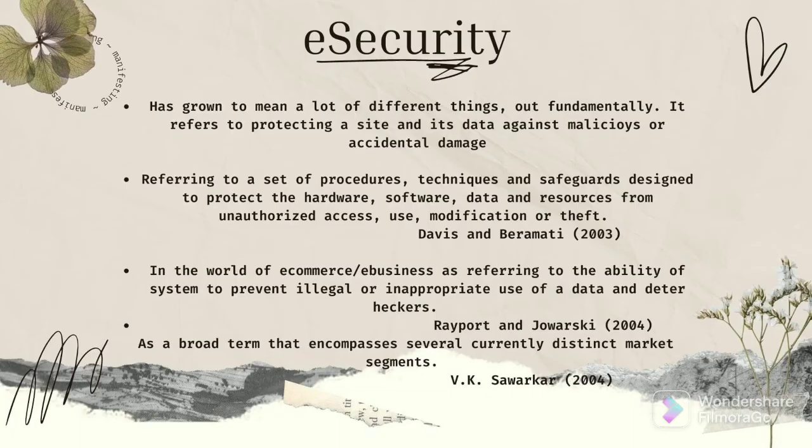Next, we define the different meanings of e-security. E-security has grown to mean a lot of different things, but fundamentally, it refers to protecting a site and its data against malicious or accidental damage. According to Davis and Berramiti 2003, e-security refers to a set of procedures, techniques, and safeguards designed to protect the hardware, software, and data resources from unauthorized access, use, modification, or theft.